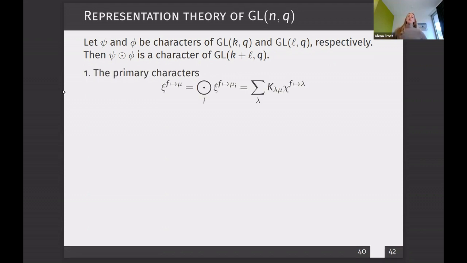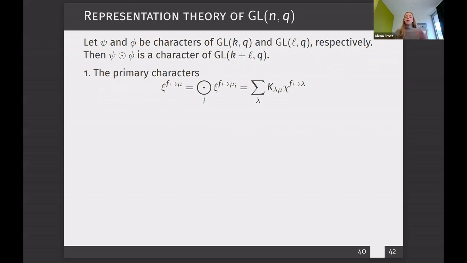Due to James, one can construct so-called primary characters, which are only supported on one irreducible polynomial, which maps to one partition, and they are the product of so-called cuspidal characters. So these can be constructed. The nice property of them is that they decompose in the following way. Here we see our Kostka numbers again, and these are the irreducible characters then.